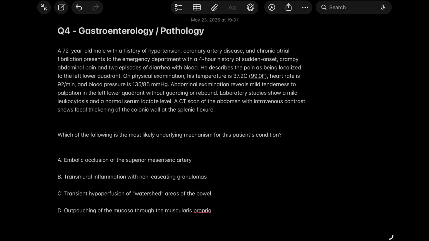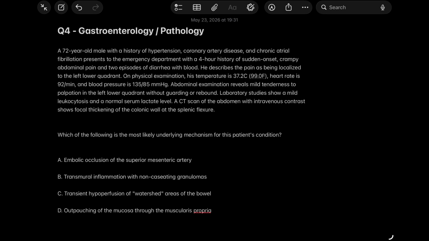Which of the following is the most likely underlying mechanism of this patient's condition? Option A, embolic occlusion of the superior mesenteric artery. B, transmural inflammation with non-caseating granulomas. C, transient hyperperfusion of watershed areas of the bowel. D, outpouching of the mucosa through the muscularis propria. I'll give you a few moments to answer.